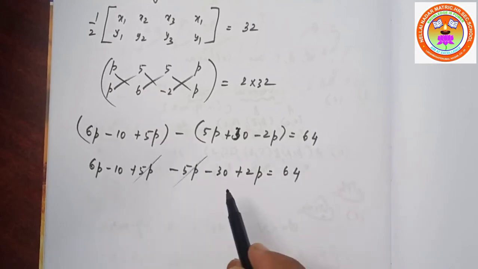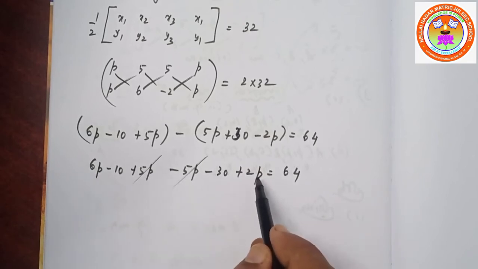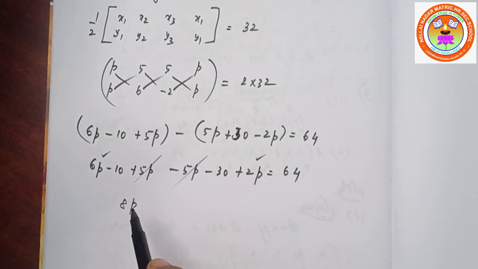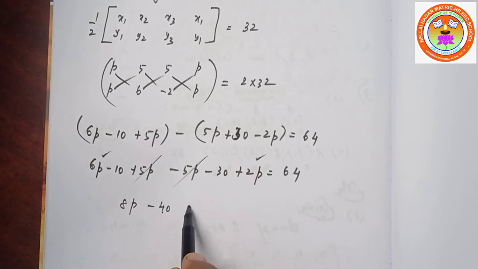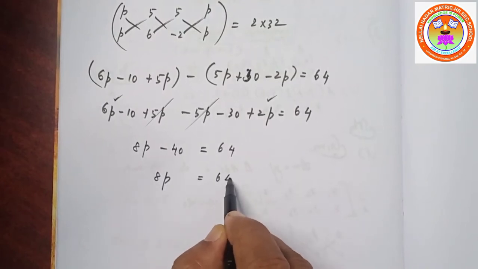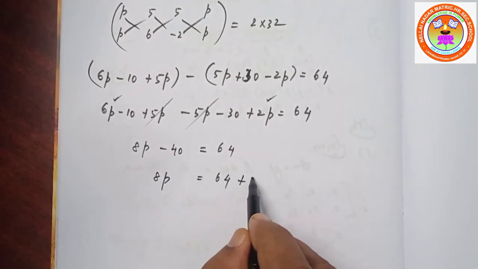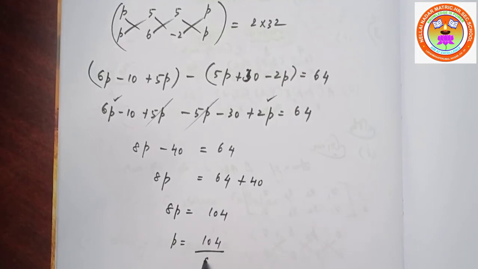Plus 5p minus 5p get cancelled. Then 6p plus 2p, like terms, that is equal to 8p. Minus 10 minus 30, that is minus 40, that is equal to 64 on the right hand side. So 8p is equal to 64, minus 40 comes to the right hand side as plus 40. So 8p is equal to 64 plus 40, that is 104. Therefore p is equal to 104 divided by 8.